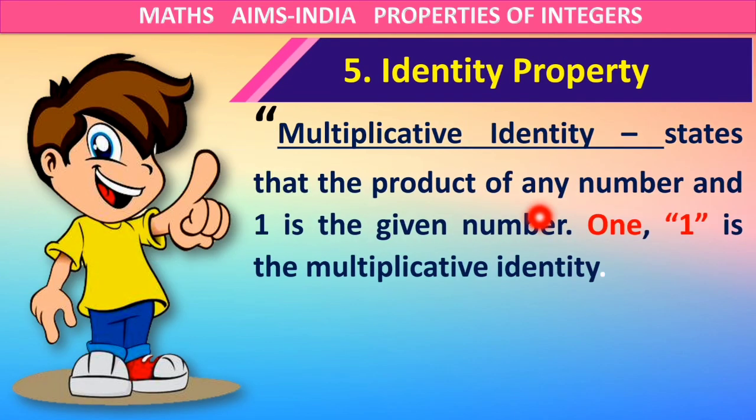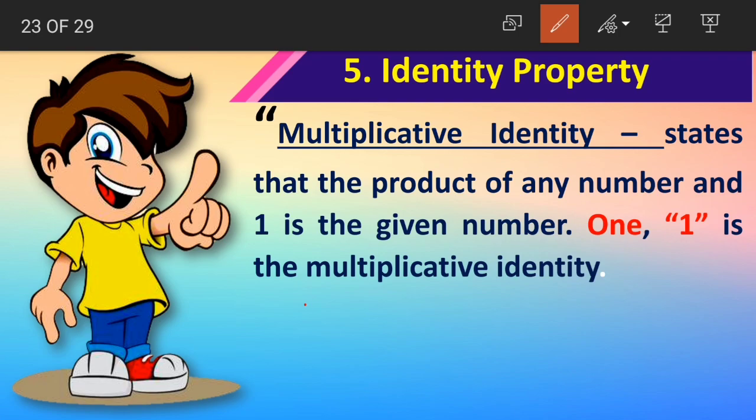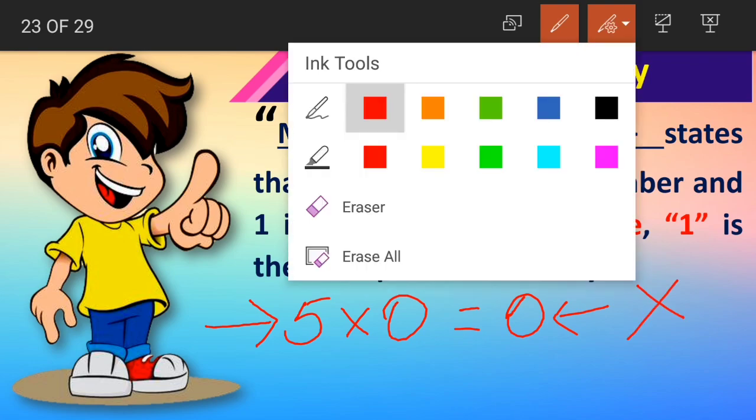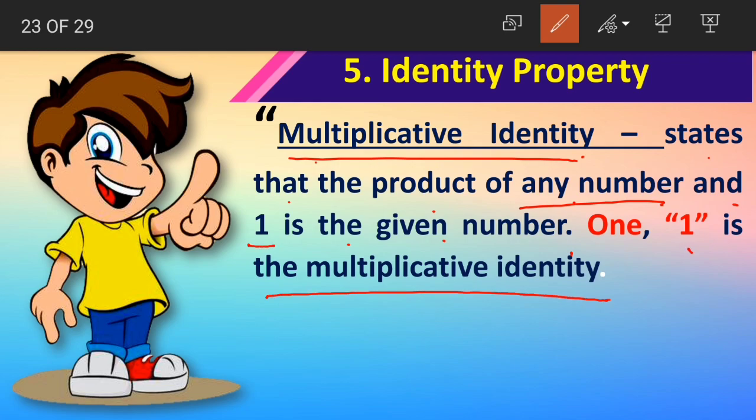The next one is identity property in case of multiplication. If I use the same 0 for multiplication, what will happen? 5 zeros are what? 5 zeros are 0. See, I put the 5 number here, but I got 0 as the answer. The identity is changed. So 0 is not the multiplicative identity. Now what is the multiplicative identity? Multiplicative identity states that the product of any number and 1 is the given number. The product of what? Any number and 1. 1 becomes the multiplicative identity.